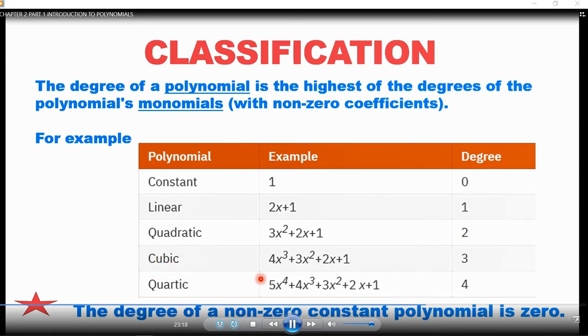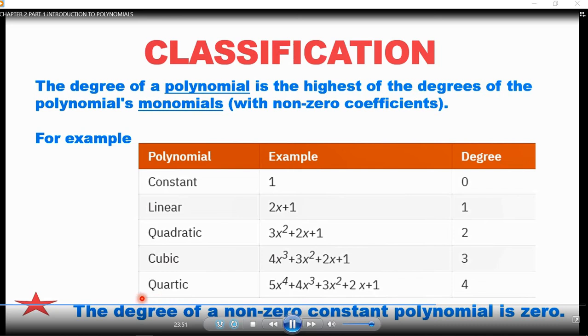In a cubic polynomial, you have to find out which term has the highest exponent. This term, 4x cubed, has the highest exponent. Hence the degree of this polynomial is 3. Now do you realize what words I am using? I am using degree of the polynomial and exponent of the term.